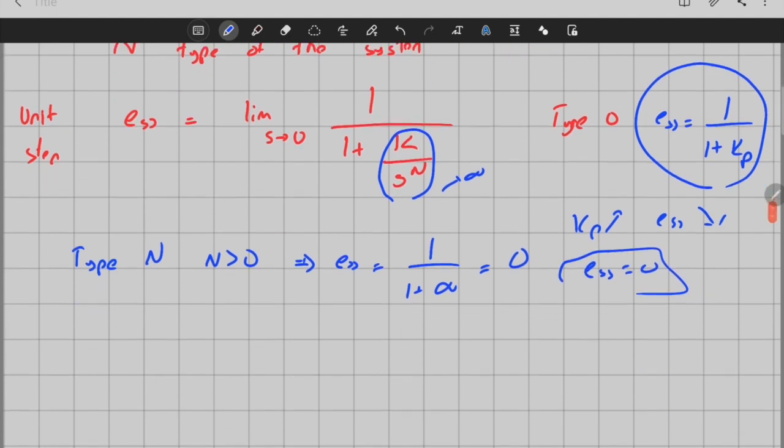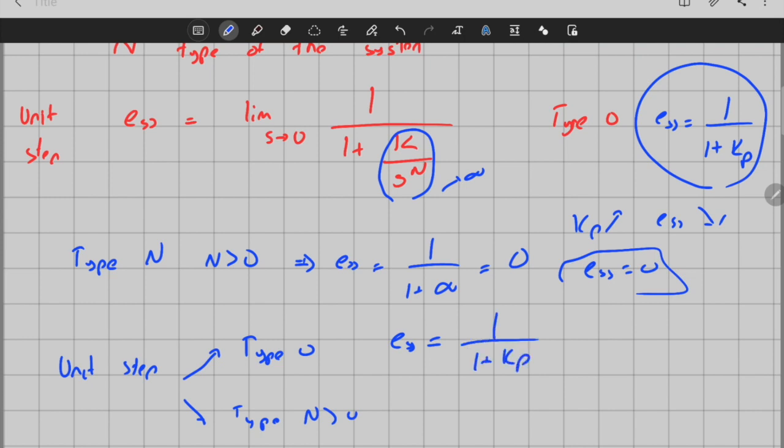Okay, so if we summarize for unit step input, I have two cases. Type 0 system and type n system where n is greater than 0. For type 0 I have a constant steady state error, which is equal to 1 over 1 plus kp, where kp is simply equal to k, and we call it static error constant or positional error constant. It depends on different textbooks. And for type n system, where n is equal to 1, 2, 3, or whatever, it is equal to 0.